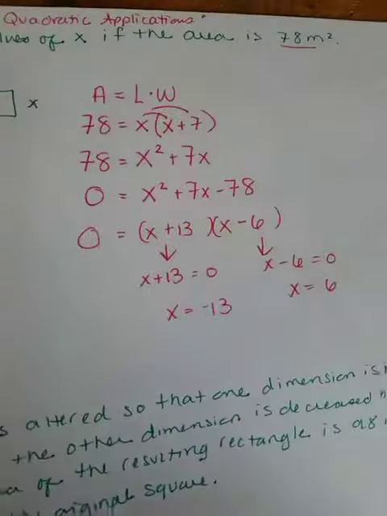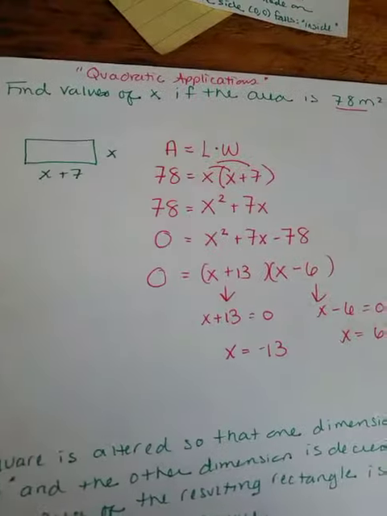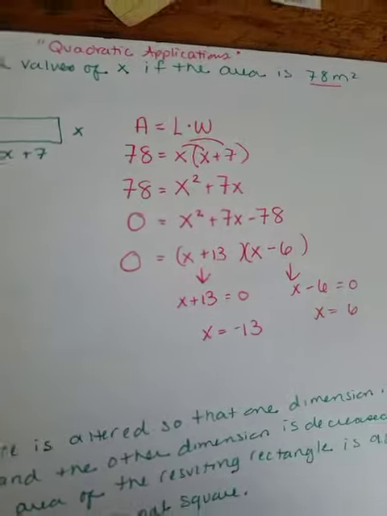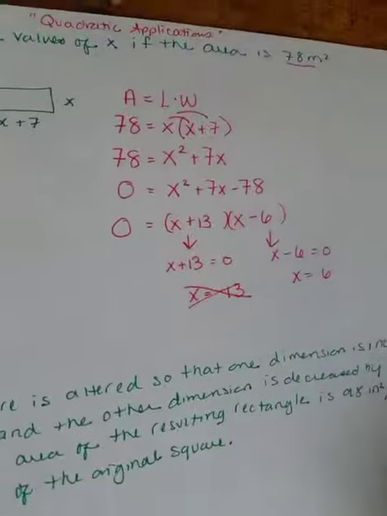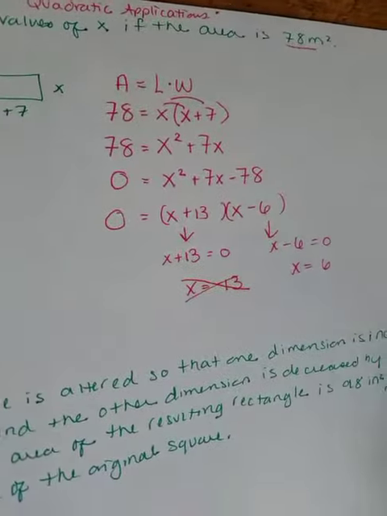Now, if this was just a regular old problem, those would be your two answers. But remember, we're talking about the length and width of a rectangle. So you're going to throw out the answer of negative 13 because you cannot have a side that is the length of a negative number. You can't have a negative 13 inches.